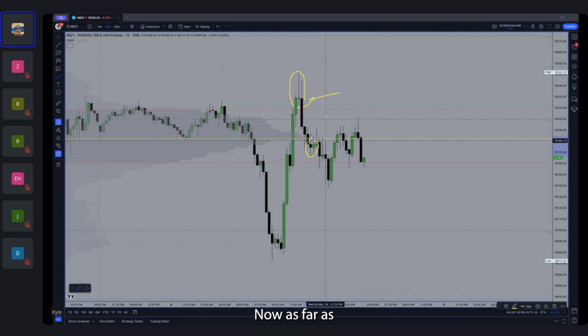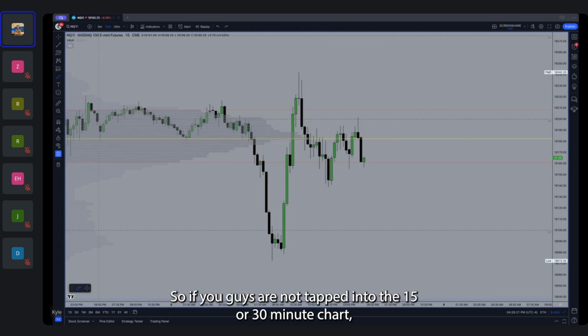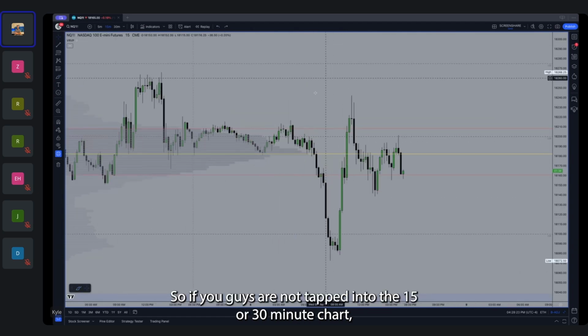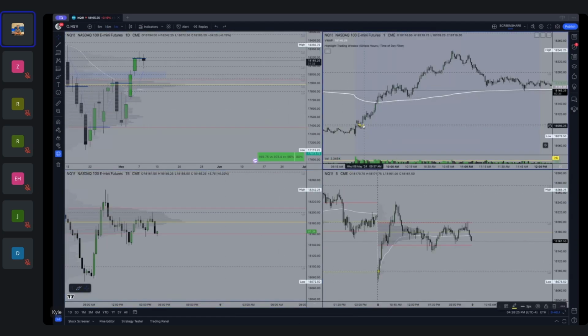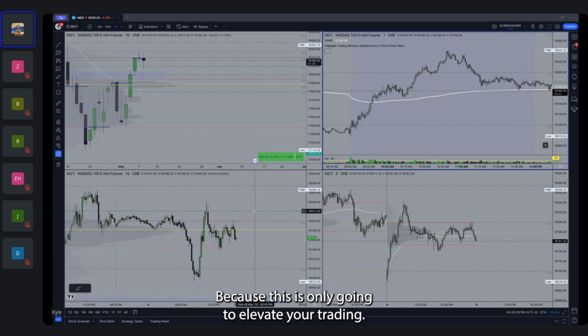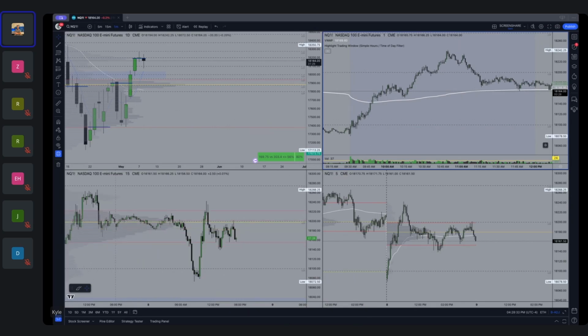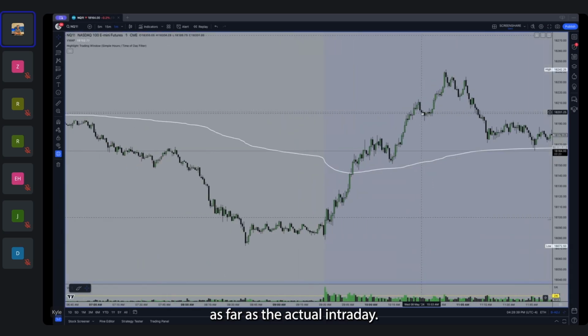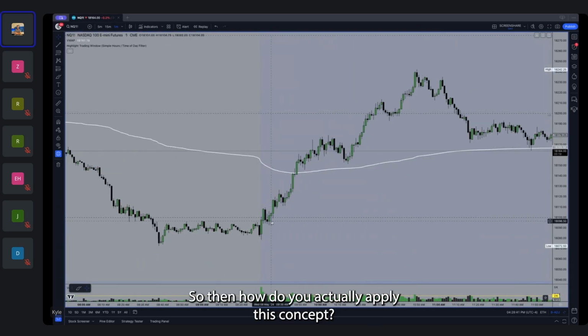Now, as far as this is super key. So if you guys are not tapped into the 15 or 30 minute charts, it's time to start doing that, definitely, because it's only going to elevate your trading. We just see this time and time again. As far as the actual intraday, so then how do you actually apply this concept?